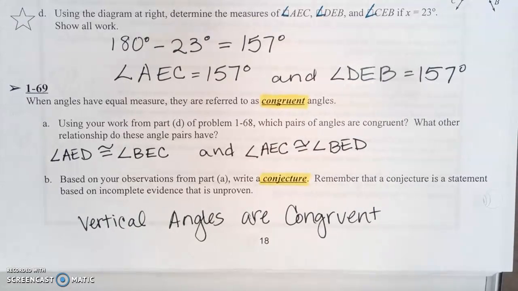Question 169 says, when angles have equal measure, they are referred to as congruent. Highlight the word congruent. If you don't have a highlighter, circle it with your pencil. Using your work from part D for problem 68, which pairs of angles are congruent and what other relationship do these angle pairs have? Okay, so part D.